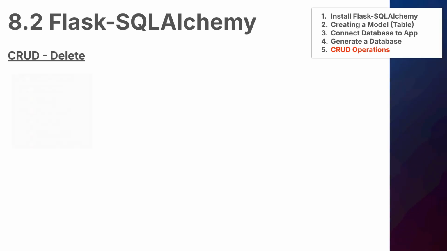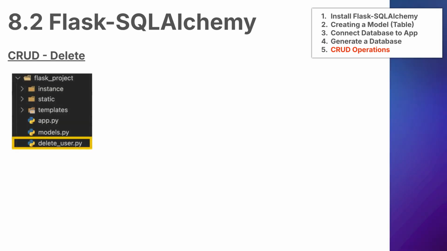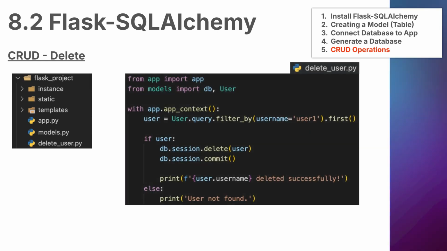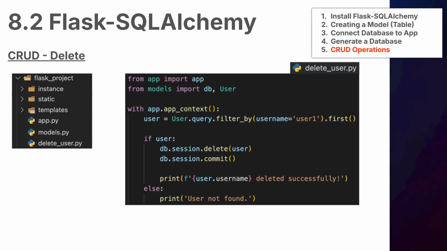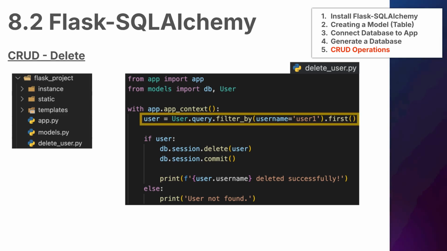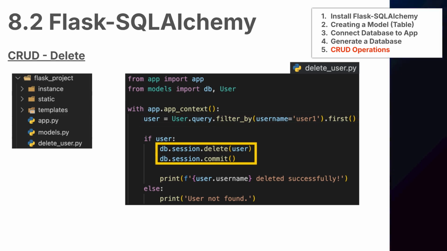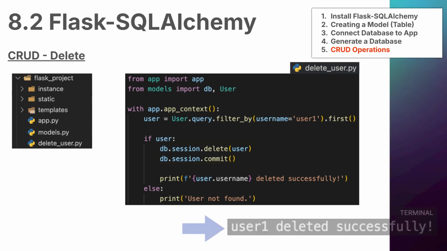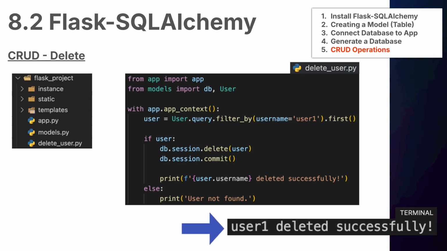Next, delete. Let's create a new Python file named deleteUser. Let's say you want to delete the user with the username user1 from the database. Inside the file, import the app, DB, and the user class and activate the Flask application context, then ready to access the app and the database. This part finds the user you want to delete. DB session delete marks the user for deletion. DB session commit permanently removes the user from the database. After running the code, you'll see the success message and the user is not in the table anymore.